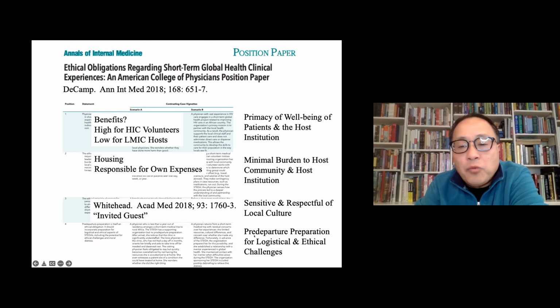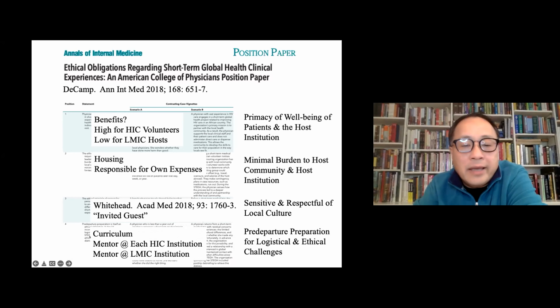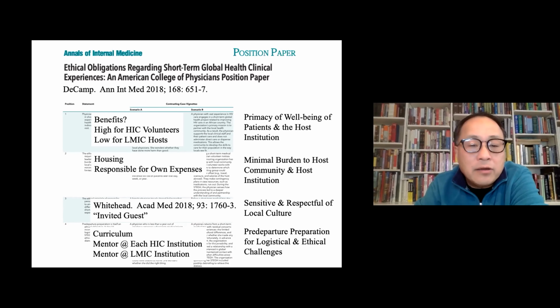And then we want to be well prepared for our time. And so we will have a curriculum in place where people will be preparing both medically and culturally for their trip. And then we'll have a mentor at each high-income country institution, which is why we have the people from those 5 institutions listed there. And then we'll have a mentor at the low middle-income country institution, in this case, Kajabi, to help us to get acculturated and to function as well as possible in this context.